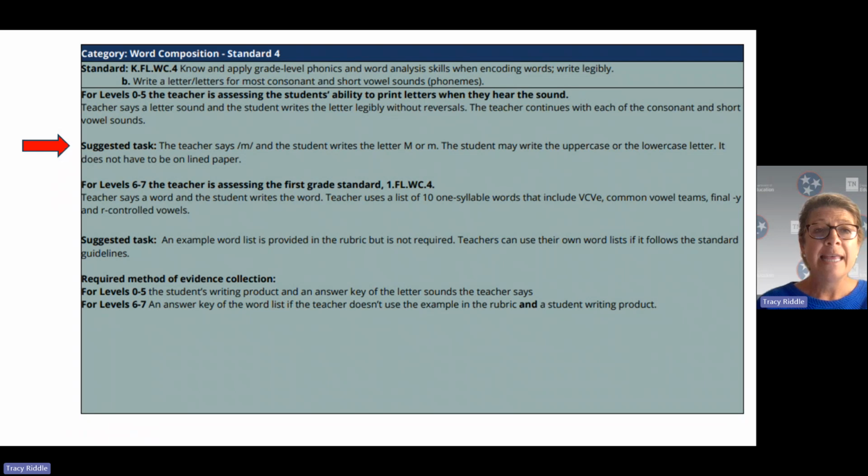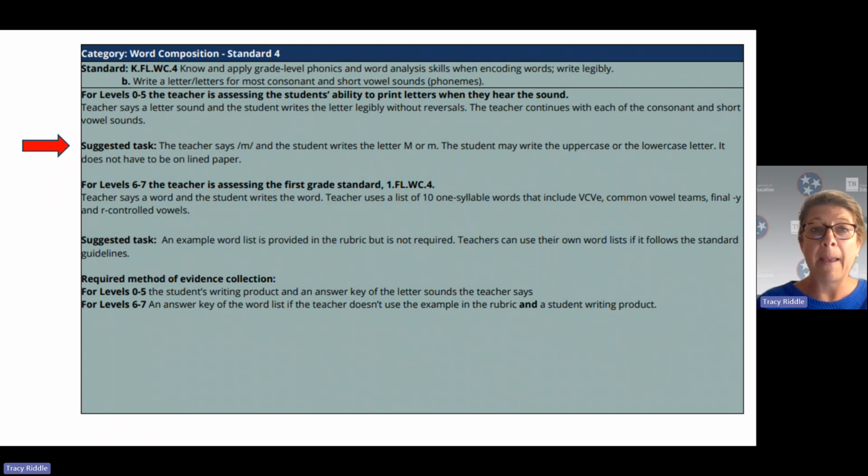For this standard, the teacher is going to assess the student's ability to print letters when they hear the sound of the letter. So the teacher will say a letter sound, and the student will write the letter legibly. That means without reversals. The teacher continues with each of the consonants and the short vowel sounds. In the suggested task, you will see an example.